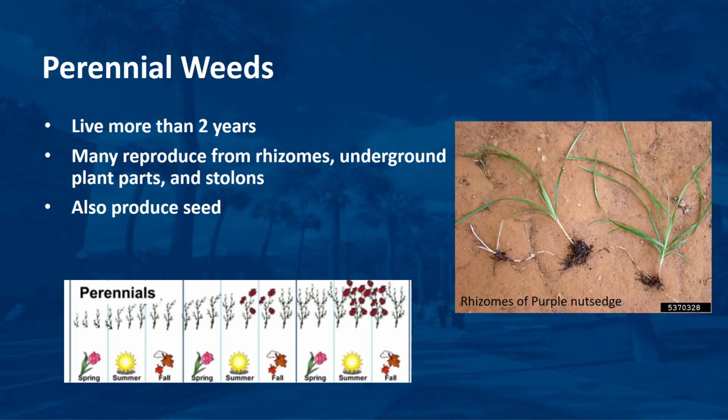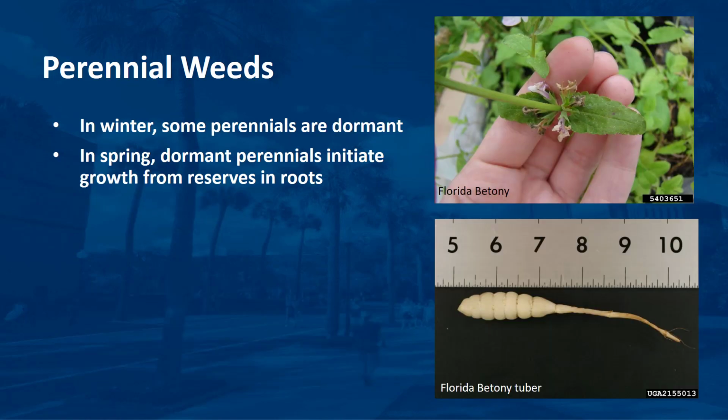Weeds that live more than 2 years are perennials. Many reproduce from rhizomes, other underground plant parts, and stolons. All of these are considered as vegetative reproductive structures of weeds that do not involve seed production. Many perennials also produce seed and can reproduce from these seeds. In the winter, some perennials are dormant. They lose their above-ground leaves or stems. In the spring, dormant perennials initiate growth from carbohydrate reserves stored in their roots.